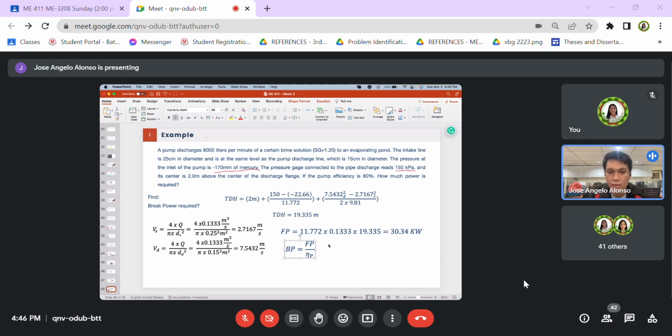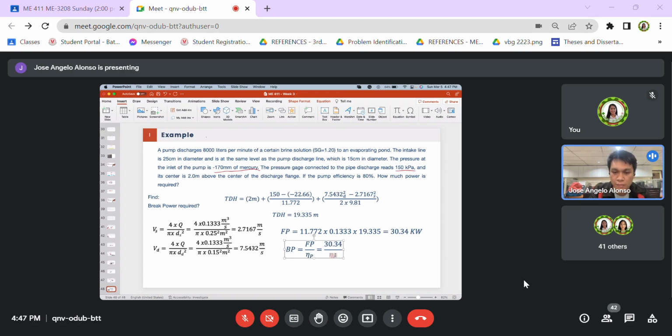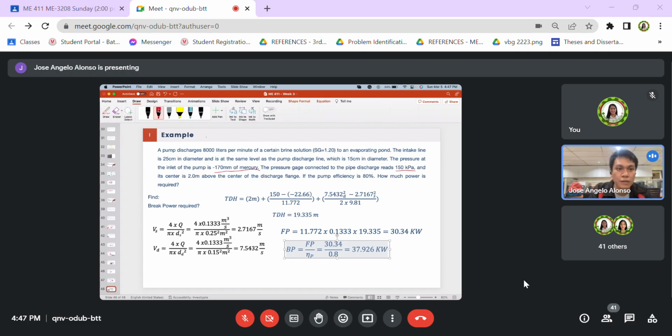And let's substitute the value here: the fluid power and the pump efficiency of 0.8 to get the value of the brake power. So fluid power is 30.34 divided by the efficiency of the pump, which is 0.8. Then brake power is equivalent to 37.926 kilowatts. Let me check if our solution is correct.